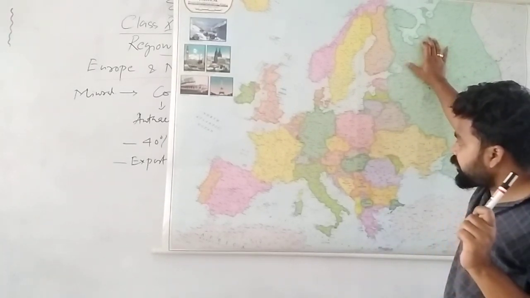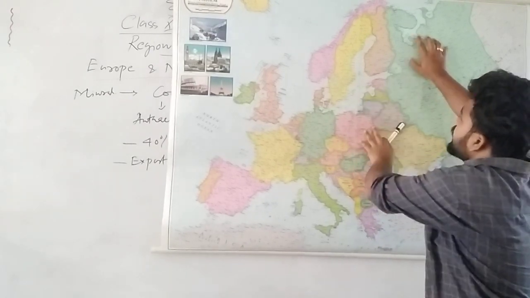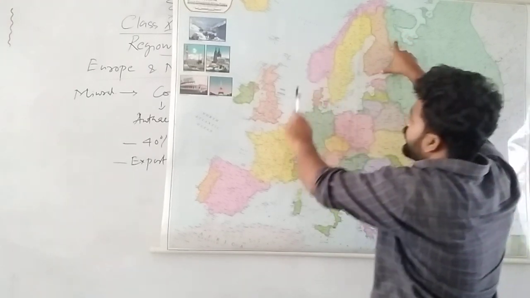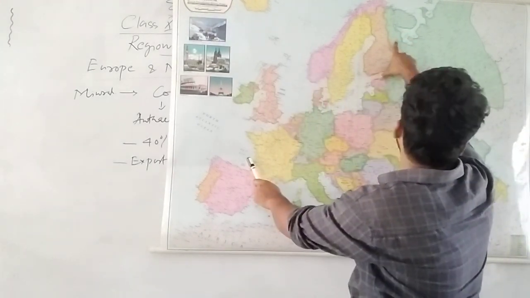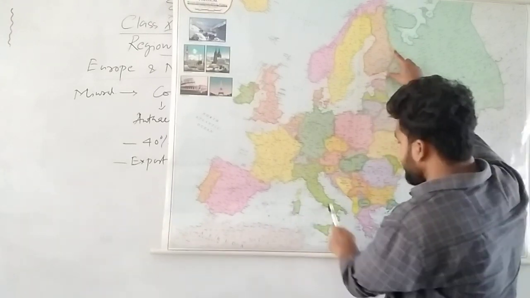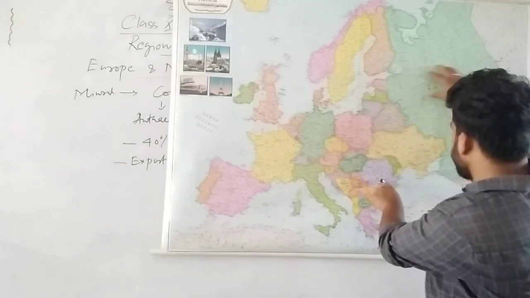We will see what the different seas are. This is the Baltic Sea. This is again the Gulf of Finland. This is Norway. This is the North Sea. This is the Bay of Biscay. This is the Mediterranean Sea. This is the Adriatic Sea, and this is the Black Sea.